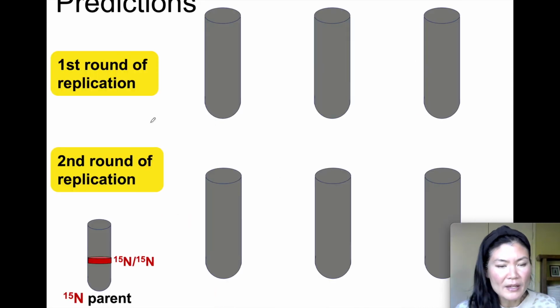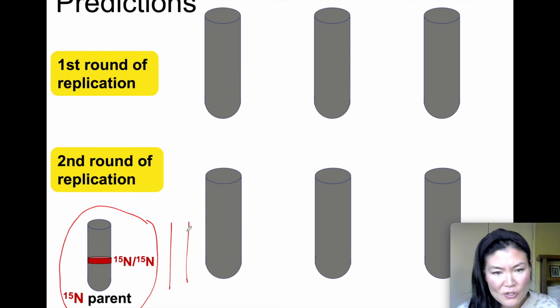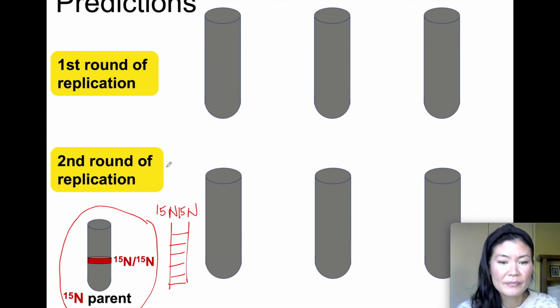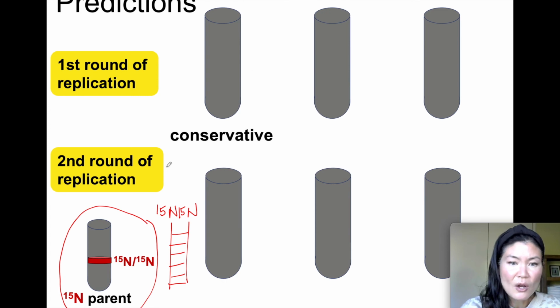Like I said before, the starting bacteria, for many generations, only had nitrogen 15 available to them. So I'm going to draw the two strands of DNA. The nitrogenous bases had heavy nitrogen 15. What I mean by nitrogen 15 in this diagram is that the two strands of DNA are both made with nitrogen 15. Okay? So in the first round, this is the prediction part.